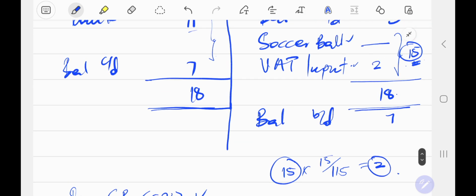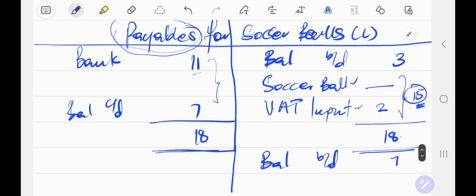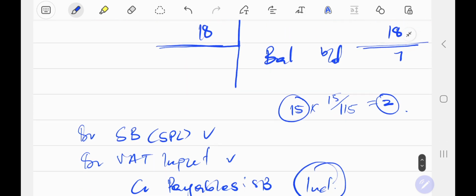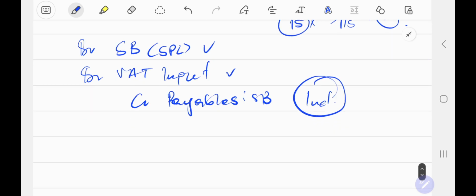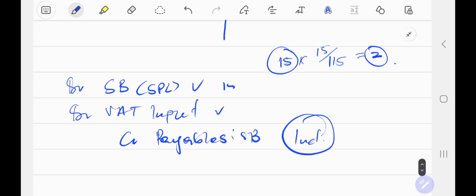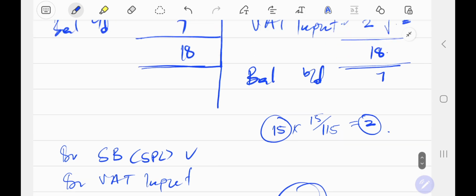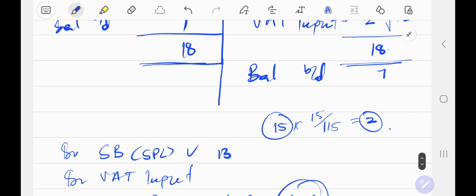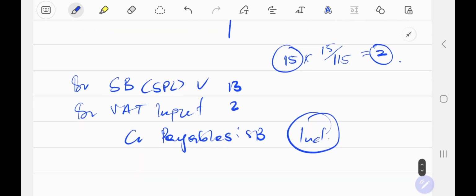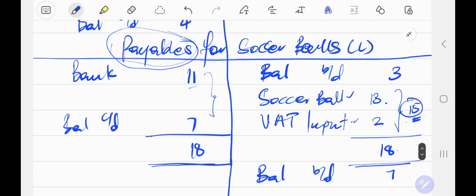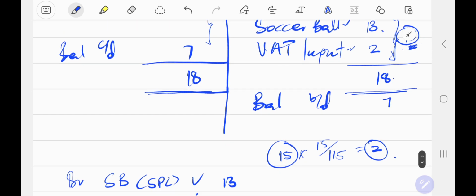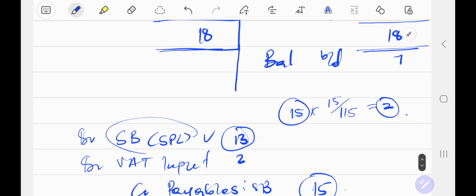So your VAT will be 2, and then you say 15 minus 2, and that means the soccer balls amount is 13. 13 plus 2 is 15, right? So that means you debit soccer balls with 13, and then you debit VAT input with 2, and then you credit payables with 15. This is the amount that is here, 15 rand, and then the 13 will go to soccer balls.